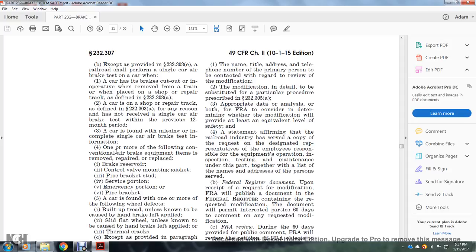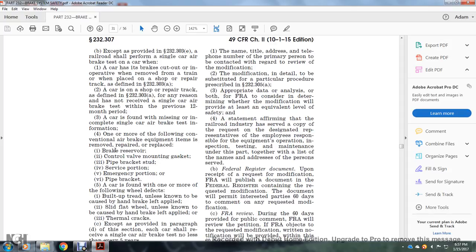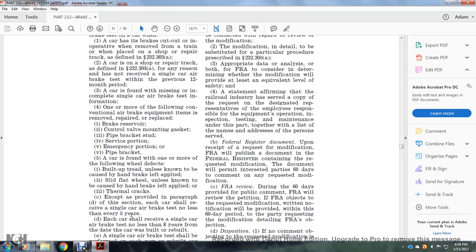One or more of the following conventional air brake equipment items is removed and repaired or replaced: brake reservoir, control valve with the mounting gasket, pipe bracket, service portion, emergency portion, pipe bracket. A car is found with one or more of the following wheel defects: built-up tread, unless known to be caused by a handbrake left applied; slid flat wheel, unless known to be caused by a handbrake left applied; thermal cracks, except as provided in paragraph D of this section.